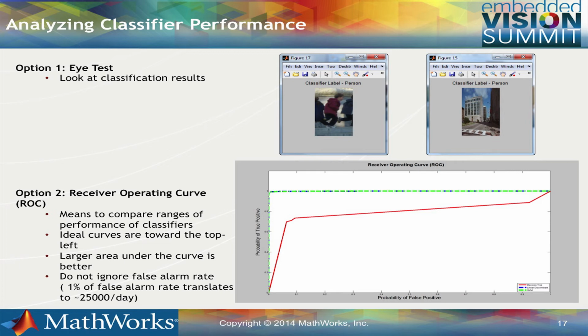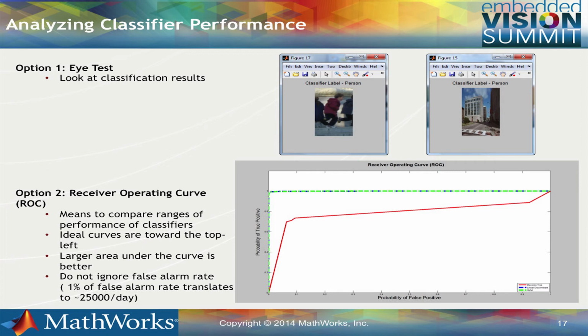Now, the eye test isn't the only thing that you need to do to evaluate the classifier, because it's not an objective metric. And one objective way of evaluating your classifier to figure out what works best is something called an ROC curve, or a receiver operating curve. A receiver operating curve has its origin in communication systems, and it's a really good way to objectively figure out which classifier is best.